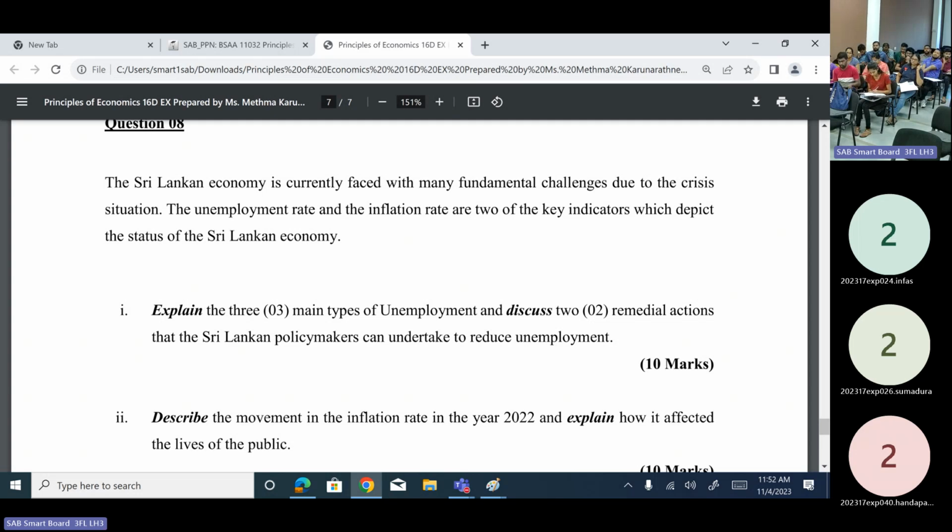Provide answers to the second one. Describe the movement in the inflation rate in the year 2022 and explain how it affected the lives of the public. Remember something similar we did in that one. You don't have to give exact rates. What happened to inflation suddenly in 2022? What did we face?